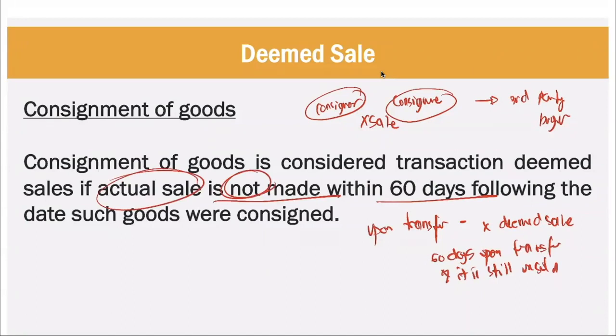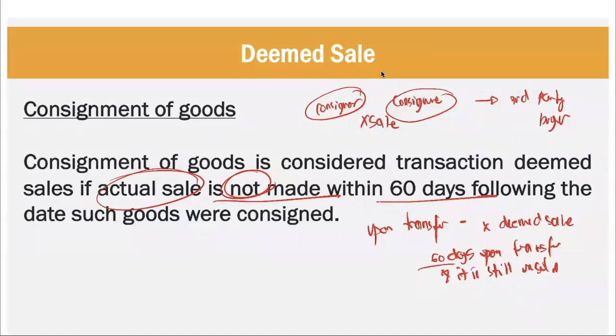Unlike the other three, once you transfer it, give it to the owner, give it to the stockholder, or give it to the creditor, it is already considered deemed sale. In this case, it is not considered deemed sale. It is only considered deemed sale upon 60 days from the date of transfer.